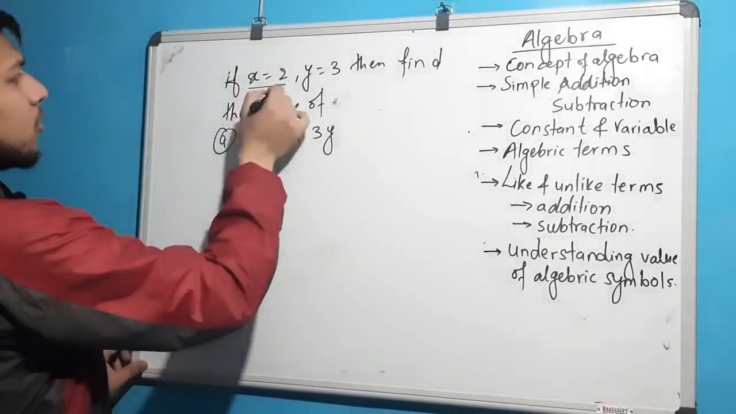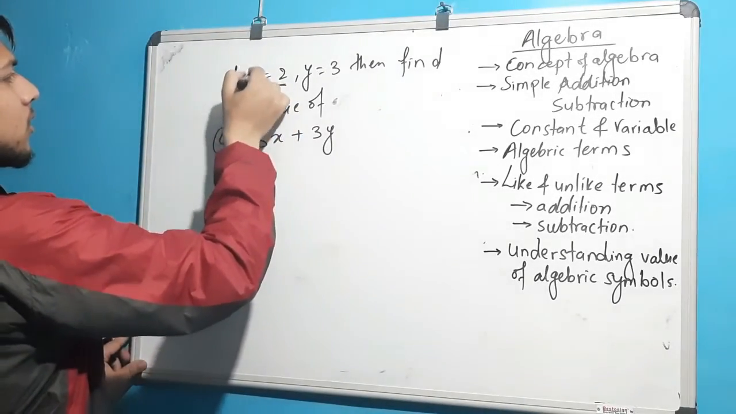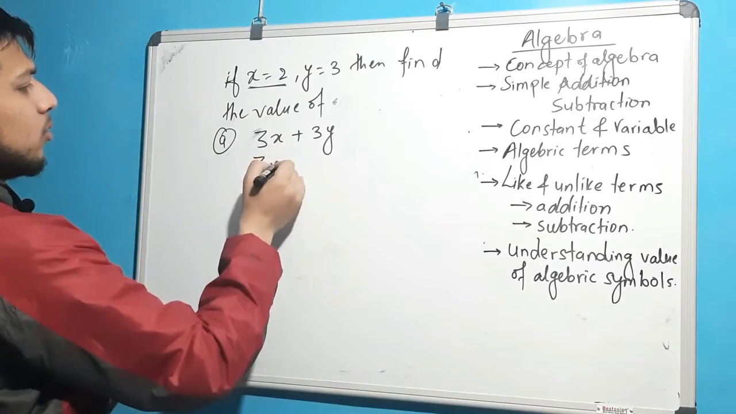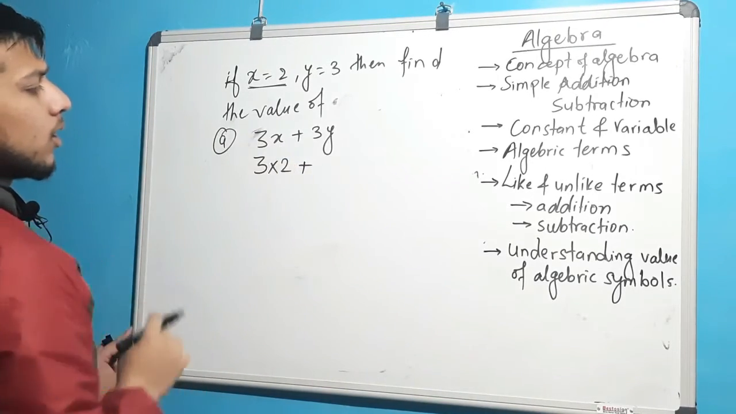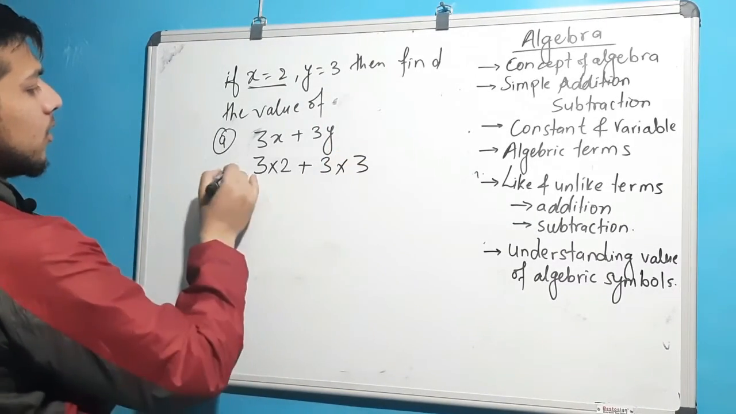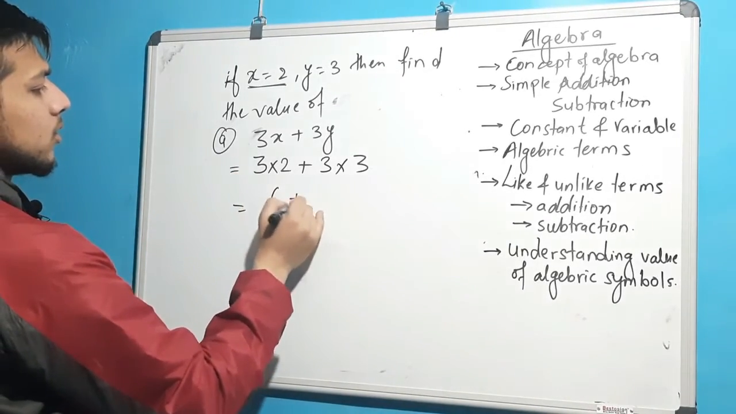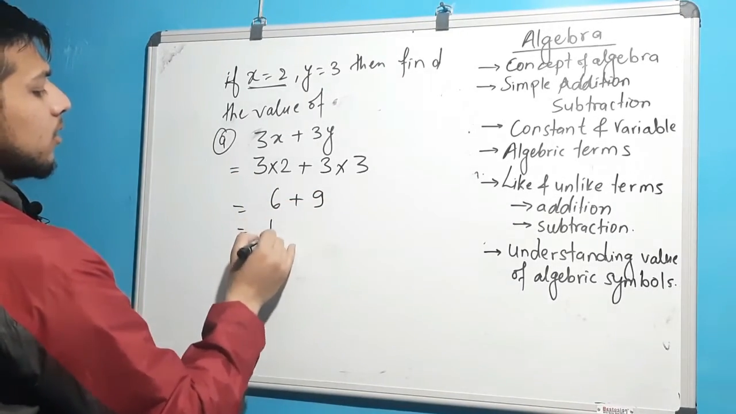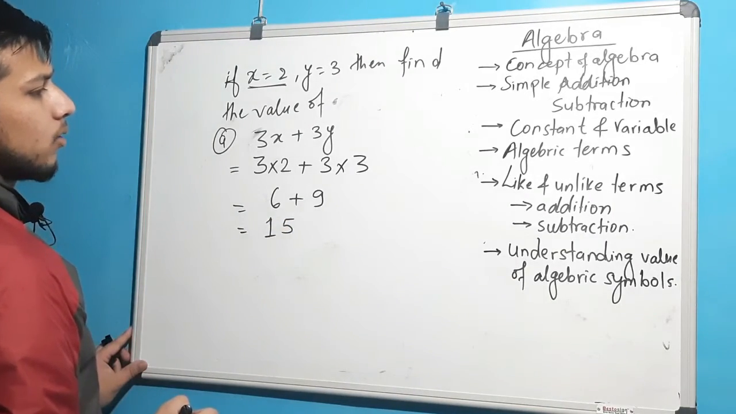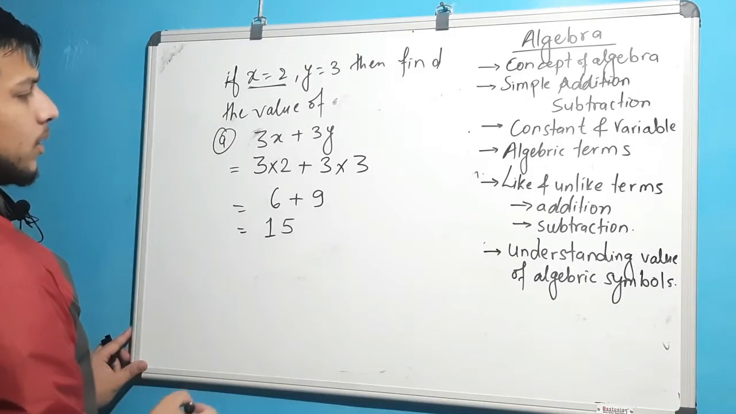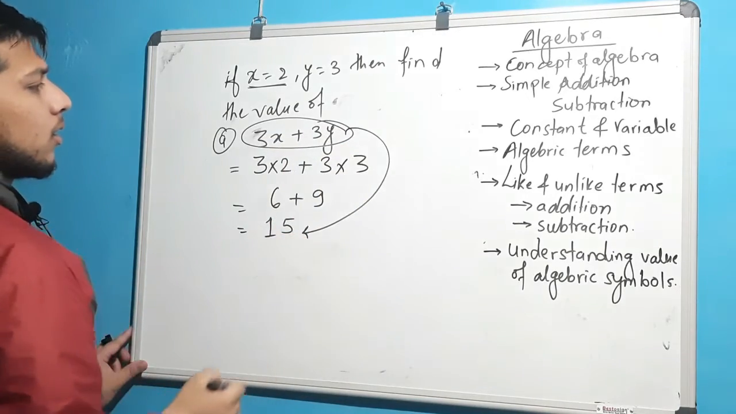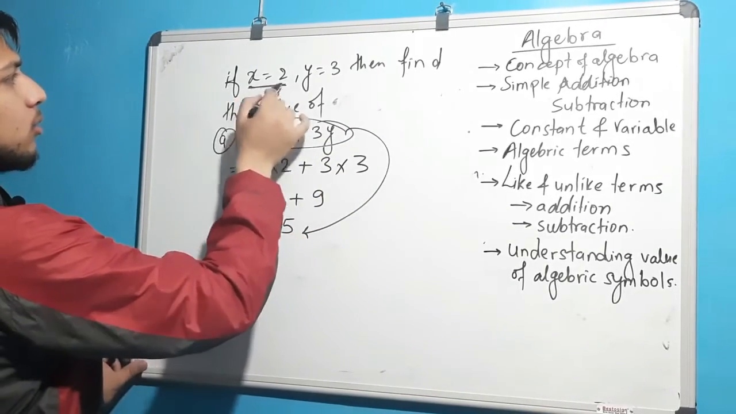Given that x equal to 2, we have to put here 3 into x equal to 2 plus, if there is no symbol then there is multiply, and plus 3 into y equal to 3. So how much? This is 6 plus this is 9. What will be the answer? This is 15. In this way we can calculate the value of this algebraic expression. The algebraic expression's value is 15, while using x equal to 2 and y equal to 3.